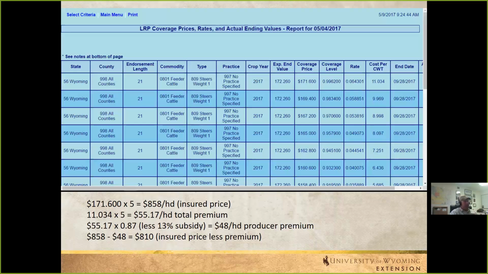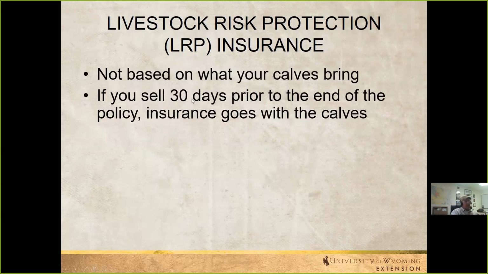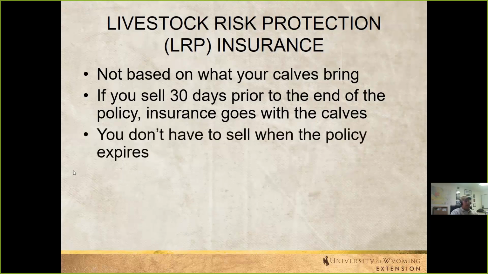Vice versa could be true as well. If my steer calves are always at the bottom of the market, mine may not bring that. But if the regional average brings that, I won't get a check. It's not based on what our calves are bringing. I already made this point when Matthew asked this question: if you sell 30 days prior to the end of the policy, the insurance goes with the calves. You don't have to sell when the policy expires. You can keep the cattle.